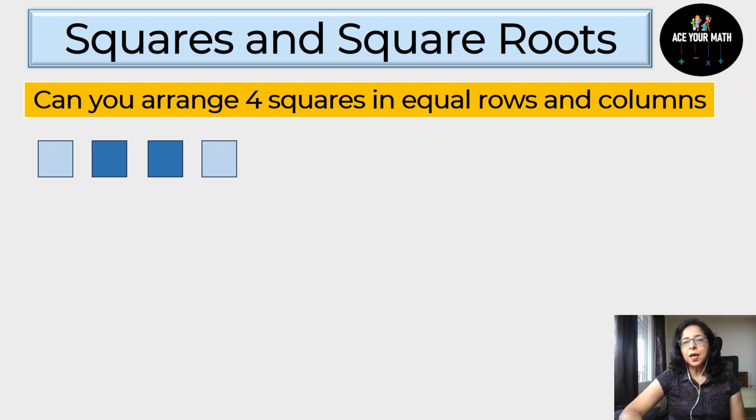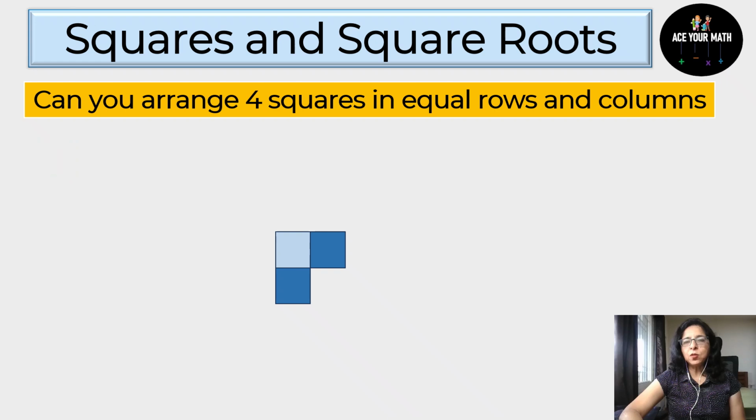Can you see, I have listed here 4 squares. Now you have to arrange these 4 squares in equal rows and columns. So how can we do it? You can place them in equal rows one by one. Finally we will make 2 rows and 2 columns. So 4 squares can be arranged in 2 rows and 2 columns. 2 and 2 both are equal.